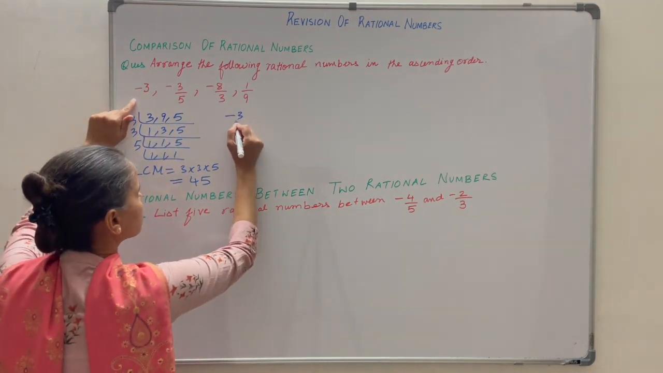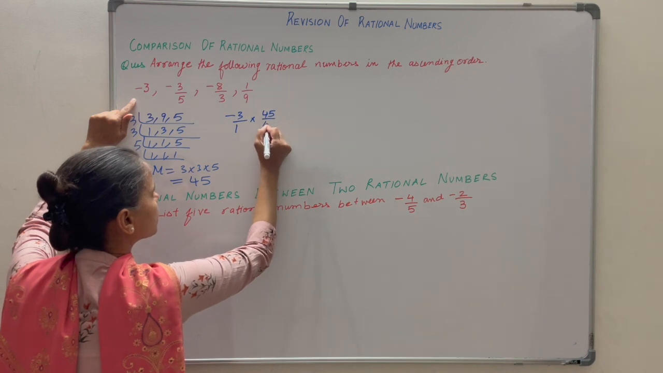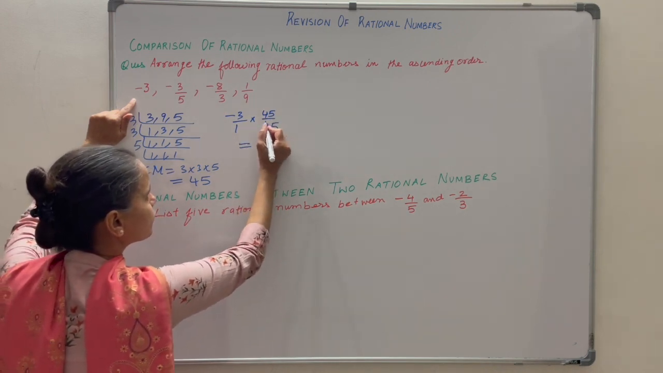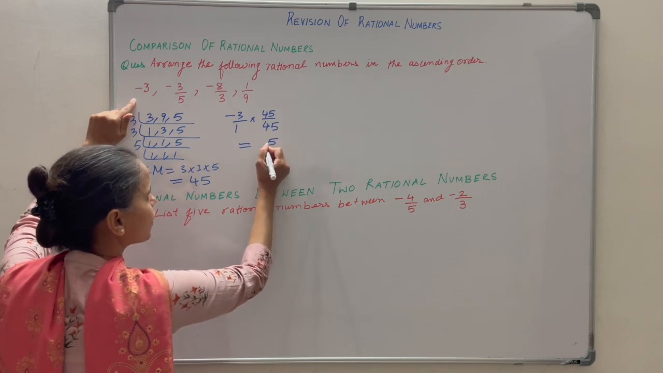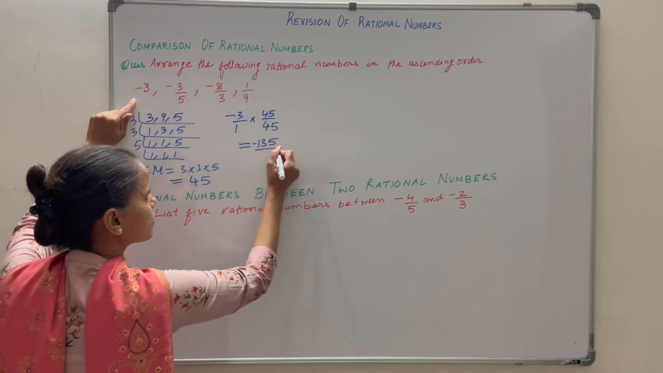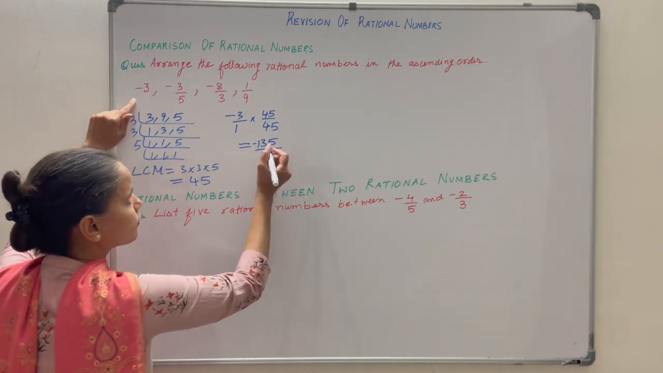Minus 3 has the denominator 1. So we are going to multiply both numerator and denominator by 45. So what do you get here? 5 into 3 is 15. Carry over 1. 4 3s are 12 and 1 is 13. Plus into minus is minus. So this is minus 135 upon 45.